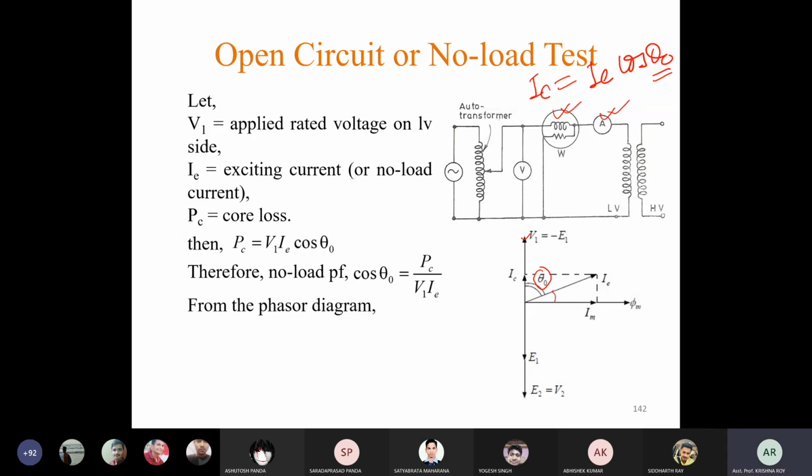Okay, so cos theta 0 we have calculated. From this we can calculate IM. So IM is the sine component of IE. So from that we can calculate IC and IM. IC is the core loss component, IM is the magnetizing component. So we can calculate IC and IM using this equation.